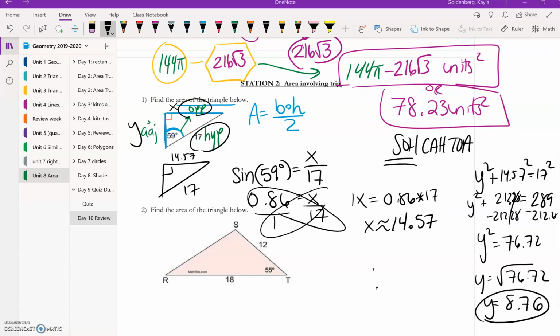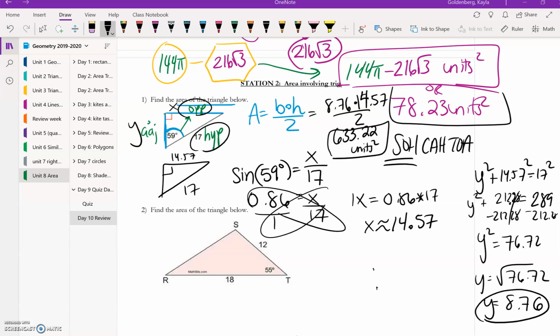Okay, sorry about that. I froze it to try and finish it up before my 15 minutes are over. I used Pythagorean theorem. I found that y is about 8.76. If I do base times height divided by 2, 8.76 times 14.57 divided by 2, which comes out to about 633.2 units squared. I'll finish the rest in the next video.